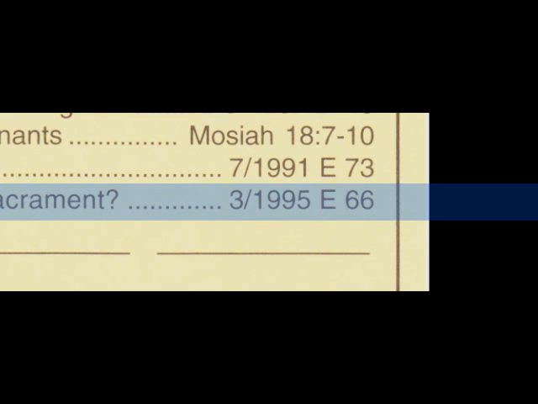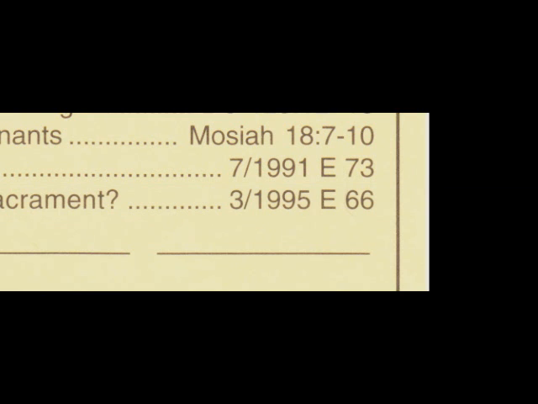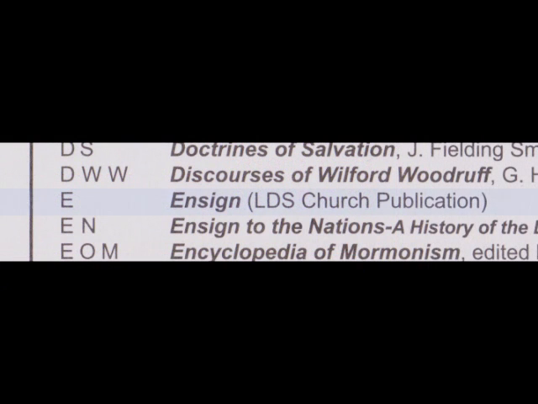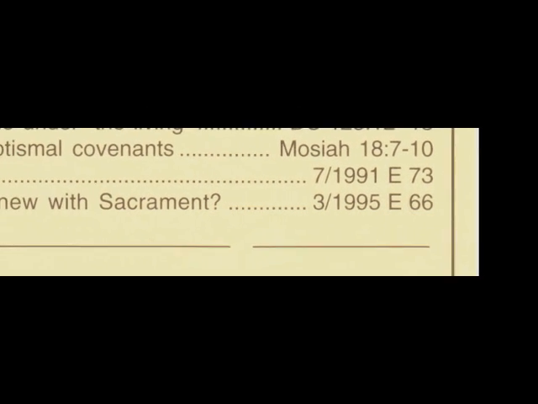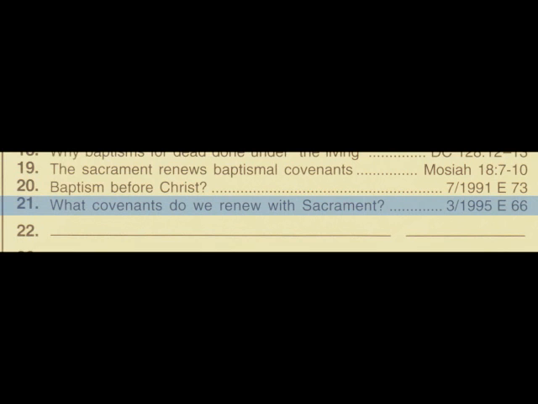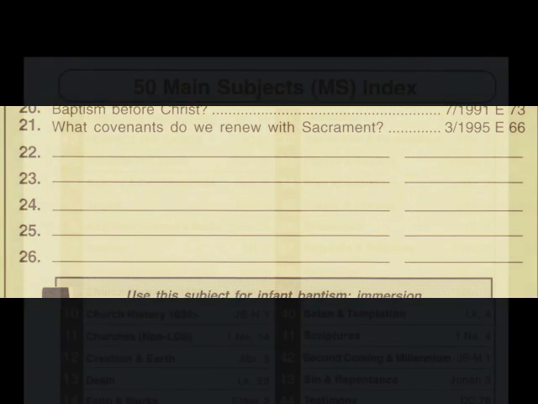Another example is 3/1995 E66. On the References and Abbreviations page, E stands for Ensign, a church magazine. In the March 1995 issue of the Ensign, on page 66, you will find an answer to the question, "What covenants do we renew with the sacrament?" Lines 22 through 26 are left for you to add your own entries. You may also use the entire back side of the page for your additional items.